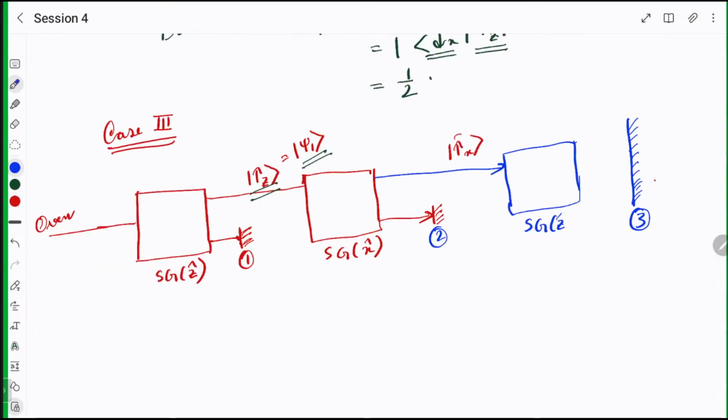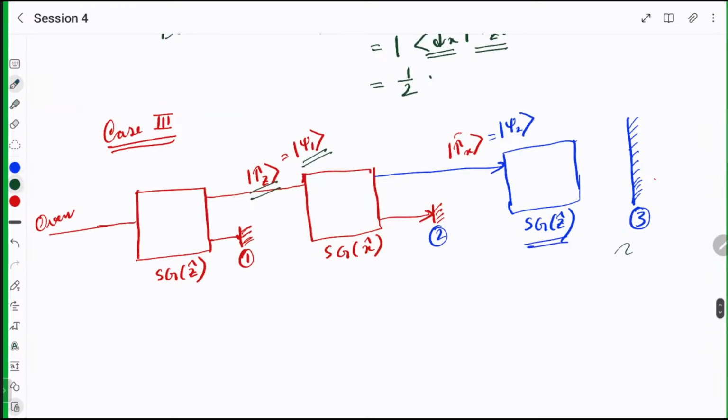So now my state is in screen 2, and when I'm passing it through a Stern-Gerlach and putting a screen, I'm basically measuring. Okay, so now any guesses as to what you will see?